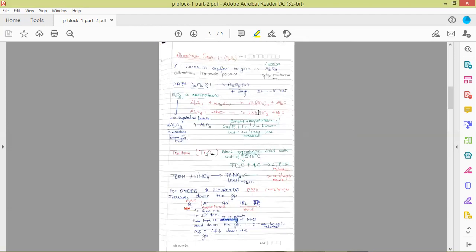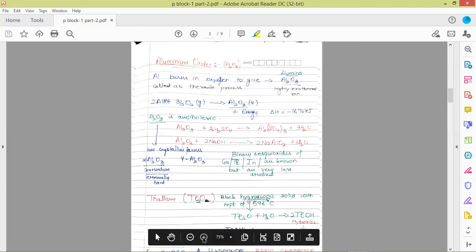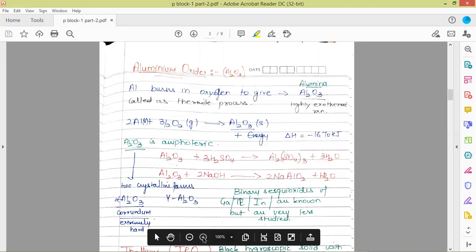Next we have the oxide of aluminium. How is aluminium oxide, that is Al2O3, prepared? This is also a sesquioxide. It is also called alumina. For its synthesis, we burn aluminium in oxygen, and this is also called the thermite process. We get Al2O3 in the solid form, and a large amount of energy is released in this reaction. This is a highly exothermic reaction.